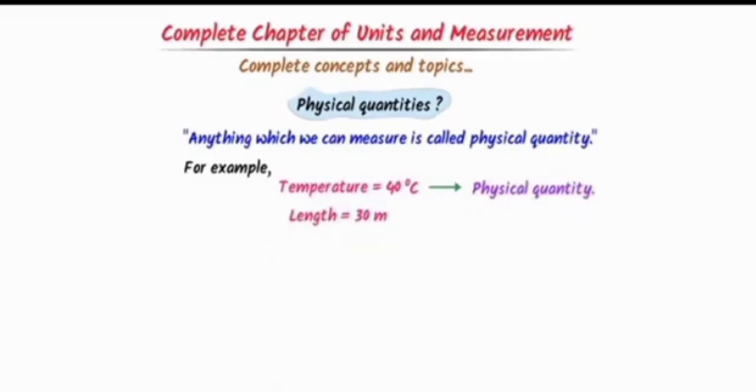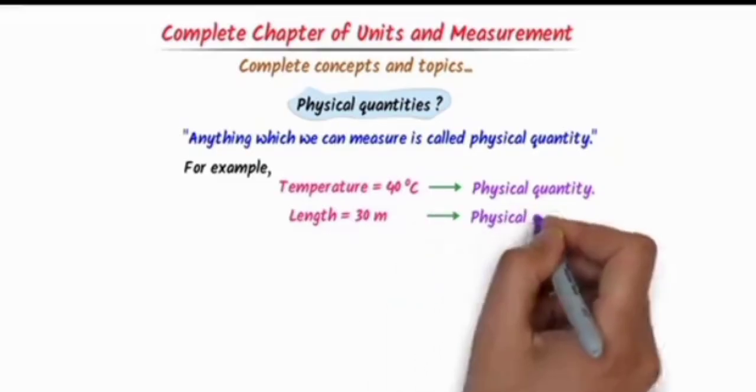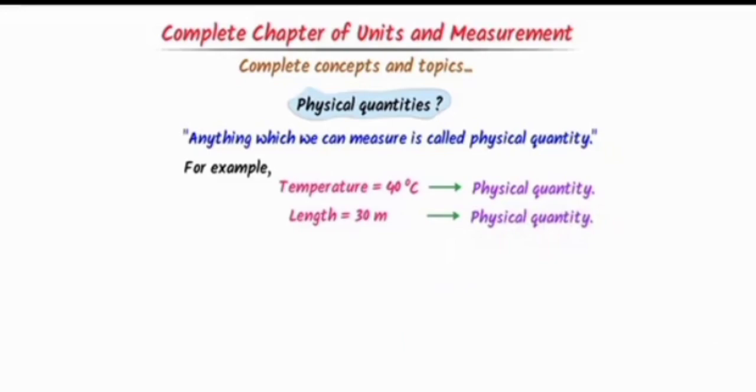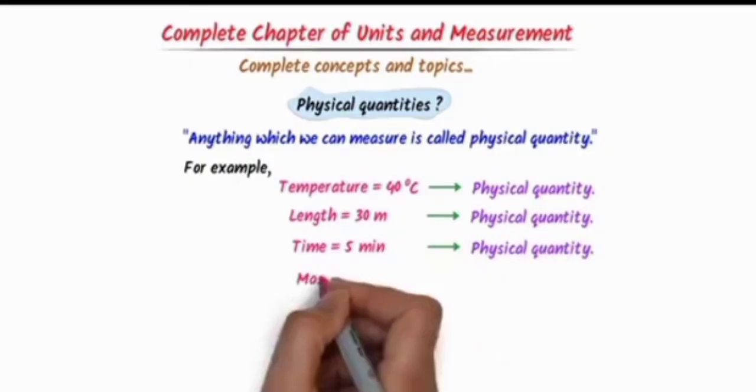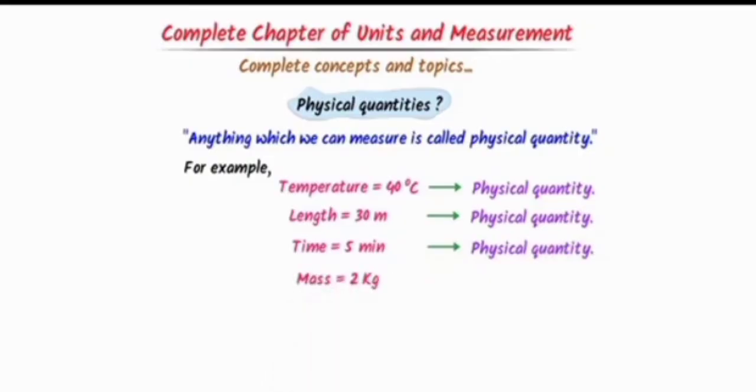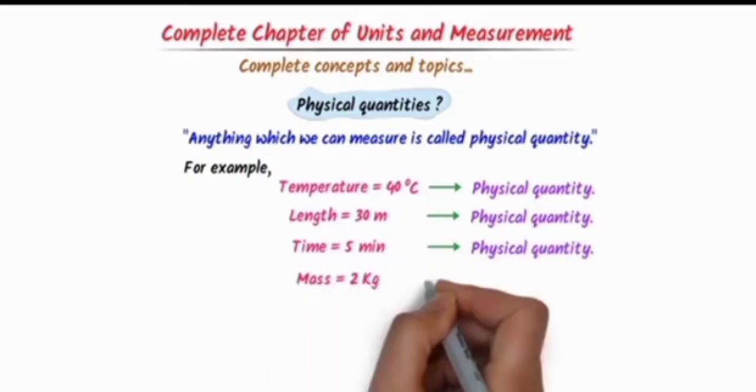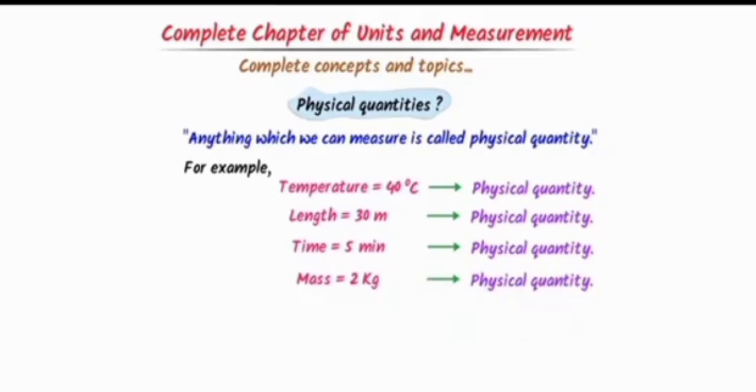We can measure length of a room like 30 meters. So length is a physical quantity. We can measure time like 5 minutes. So time is a physical quantity. We can measure mass of anything like 2 kg. So mass is a physical quantity.